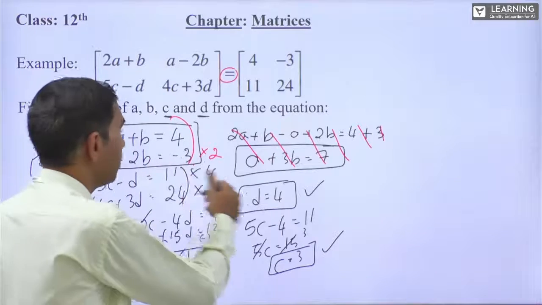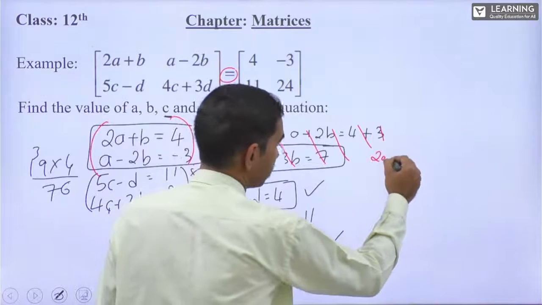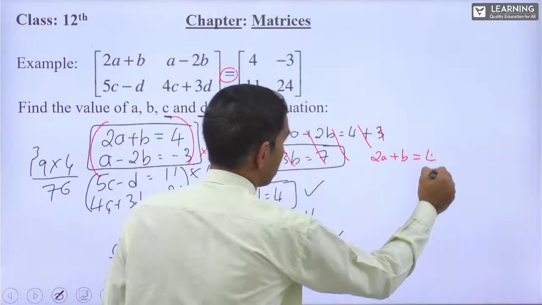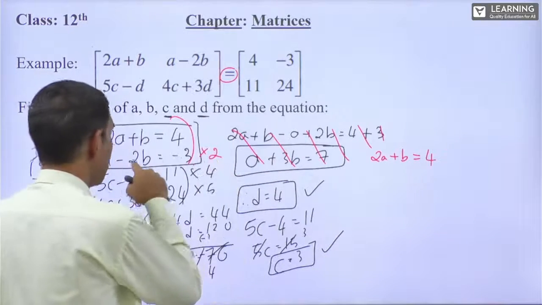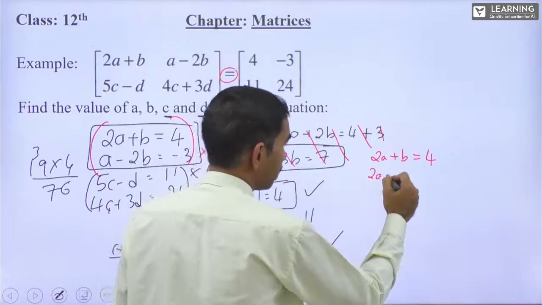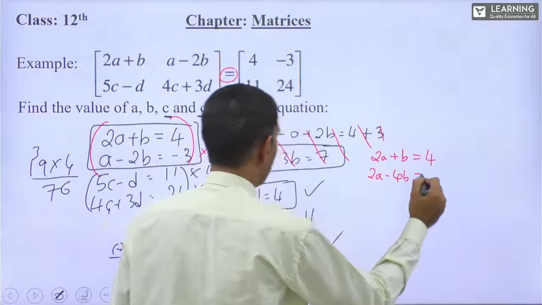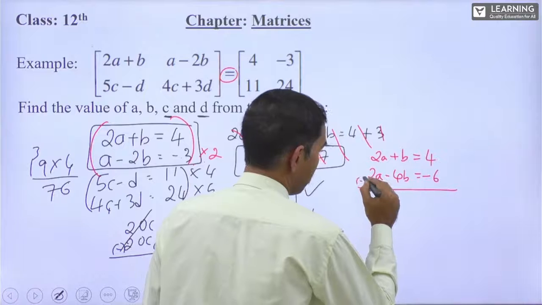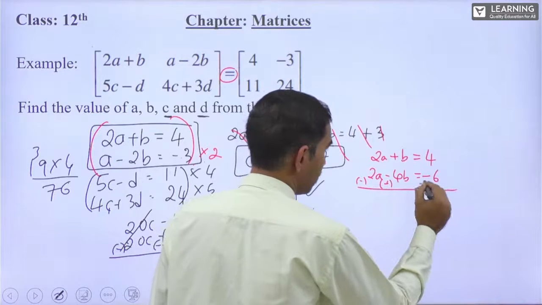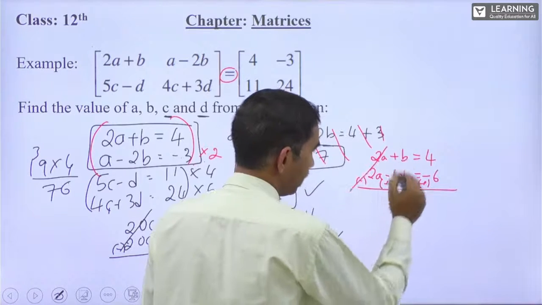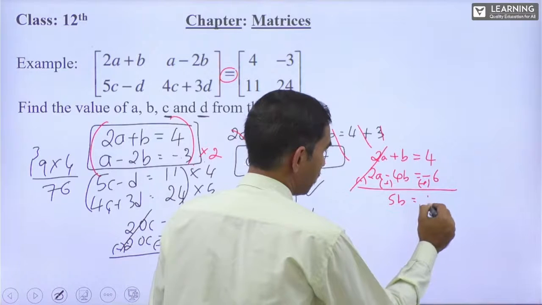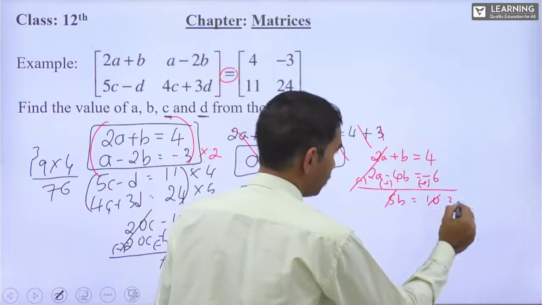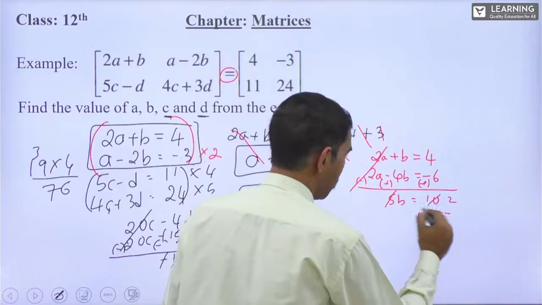So this will become 2a plus b is equal to 4. And this we will be getting 2a minus 4b is equal to minus 6. Change the signs. So this will become minus, plus and plus. This will get cancelled. 5b is equal to 10. 5 ones are, 5 twos are. Therefore b is equal to 2.